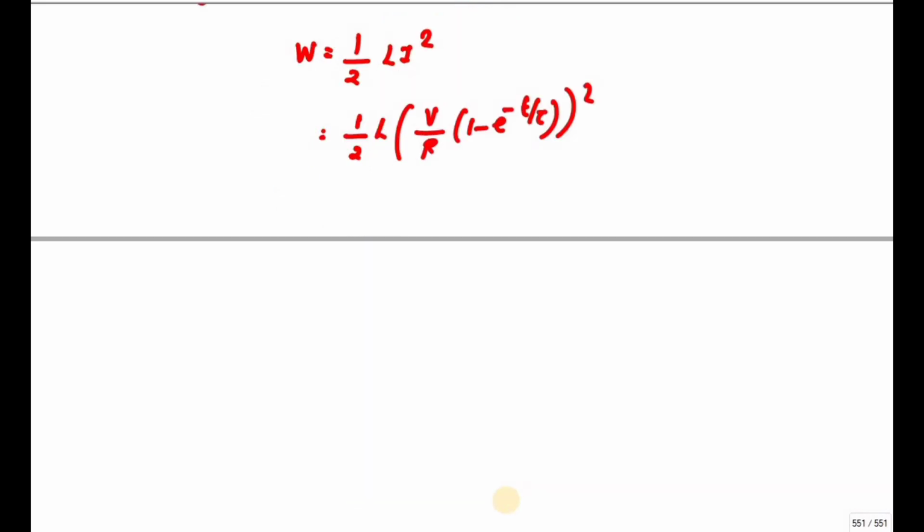Next, I'm going to substitute t is equal to infinity. If t is equal to infinity, e power minus t by tau is 0. So I will get W is equal to 1 divided by 2 into L into (V divided by R) the whole square. This is my maximum value. At t is equal to infinity, I will get the maximum value. If you want, you can substitute t is equal to 0, but there is no use.